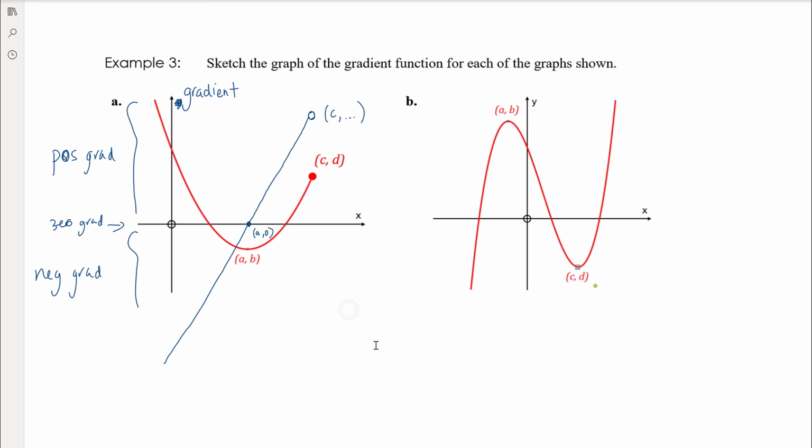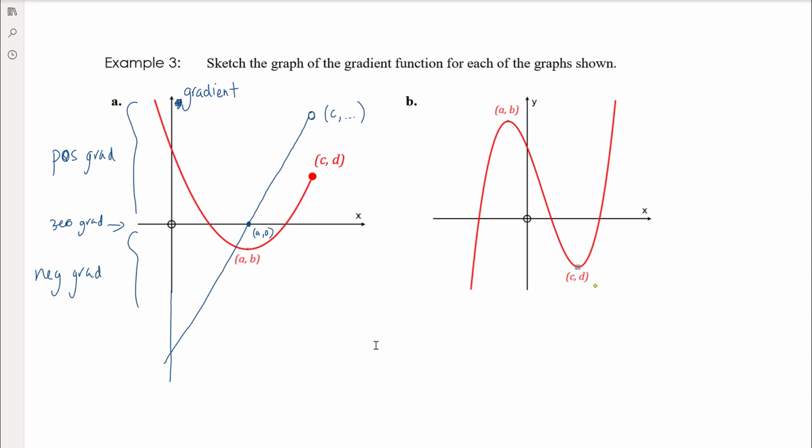Again, I don't have enough information to know about the steepness of my gradient function. I don't have enough information to know about the y-intercept of my gradient function, but I do know that this is a straight line with positive gradient that has an x-intercept at (a, 0) and a not included endpoint at c. So those things all need to be reflected in what I draw.